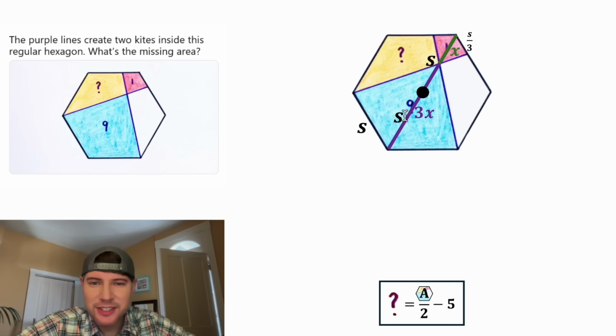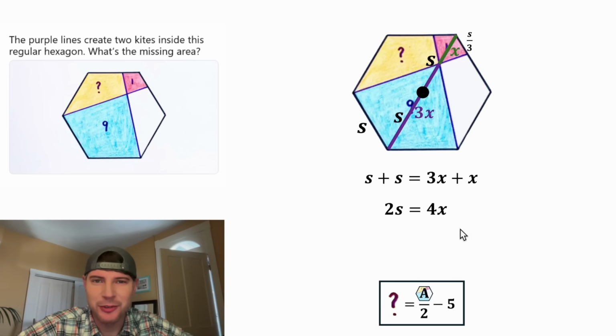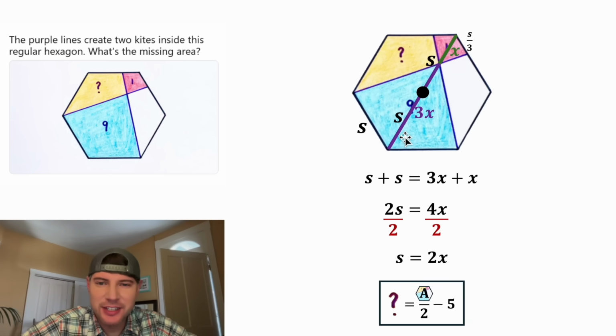In terms of S, this diagonal is equal to S plus S. And then in terms of X, the diagonal is equal to 3X plus X. We can simplify both sides of this to give us 2S is equal to 4X. And then we can divide both sides by 2 to give us S is equal to 2X. So we can change this S into 2X, this S into 2X, and this S into 2X.